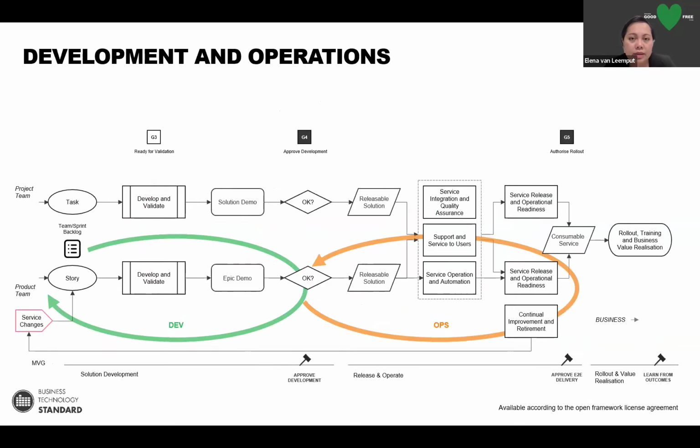And then the last image here is showing the last bit, so the run part. It shows the overlap from the previous picture, actually. So you can see this is the ops loop that we're focusing on here. And you can see how there's a differentiation between the releasable solutions and the consumable service as well.